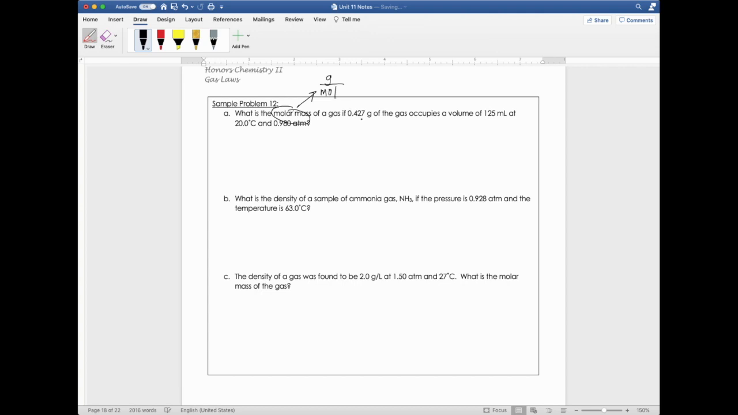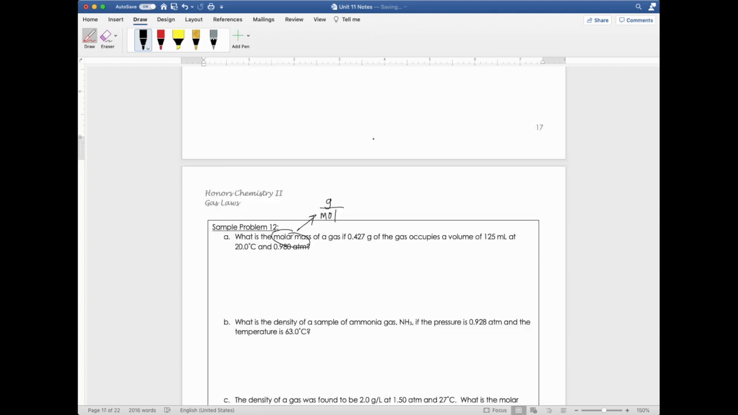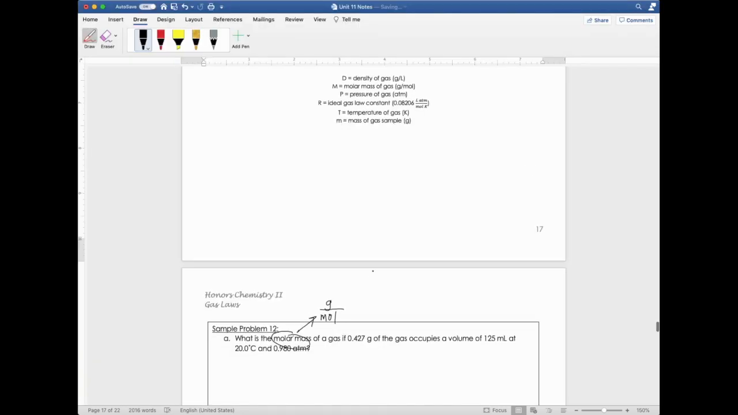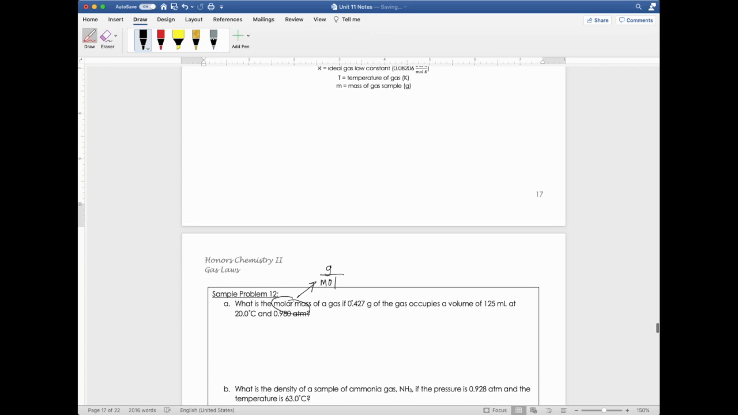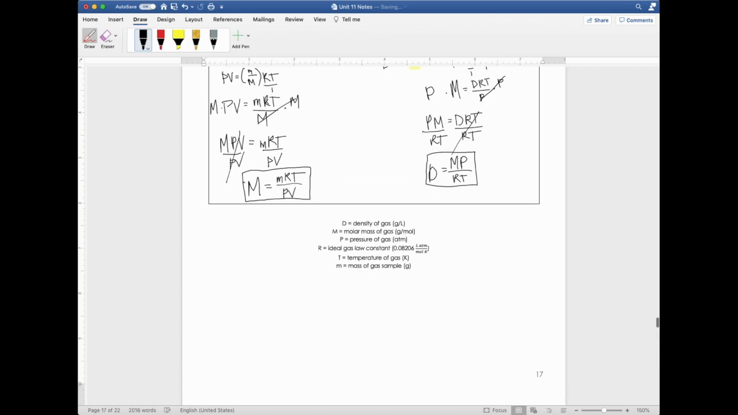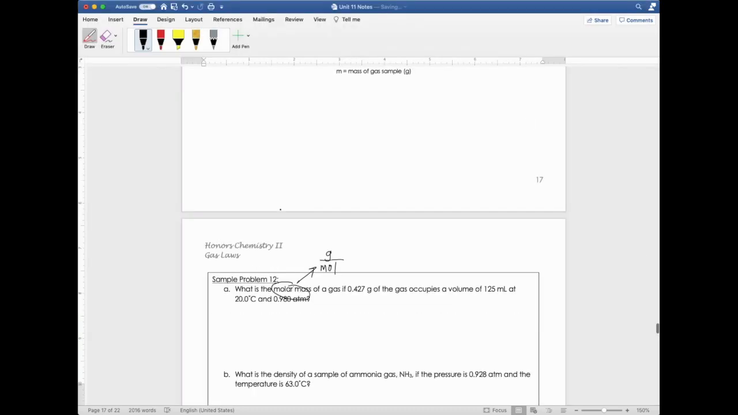Solve this however you want, it doesn't matter. I helped you derive those other equations, so let's just use one of those equations we just did. What is the molar mass of a gas if 0.427 grams occupies a volume of 125 milliliters at 20 degrees and 0.980 atmospheres? We have an equation that actually solves for molar mass right here. So let's just use that equation.